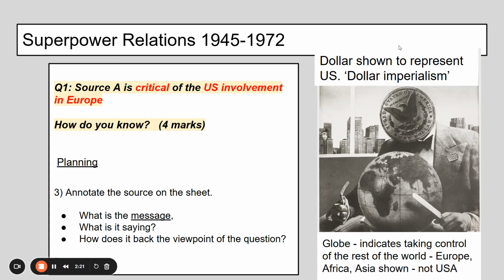Well, there's a few things we've got here. The fact that a dollar is used to represent the US, the idea of dollar imperialism, what the USSR called the USA for trying to spread a lot of money around Western Europe with Marshall aid, trying to control other countries, hence the term imperialism. And then the fact we've got a globe and it's being consumed, that indicates taking control of the rest of the world. And if you look, you can see Europe on that globe, you can see Africa, Asia, but not the USA.